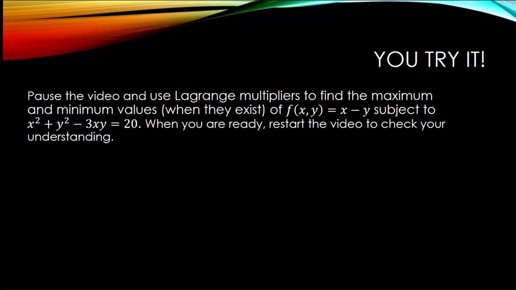So now you get to try it. Pause the video and use Lagrange multipliers to find the maximum and minimum values, when they exist, of the function given by f of x,y is equal to x minus y, subject to the constraint that x squared plus y squared minus 3xy is equal to 20. When you're ready, restart the video to check your understanding.